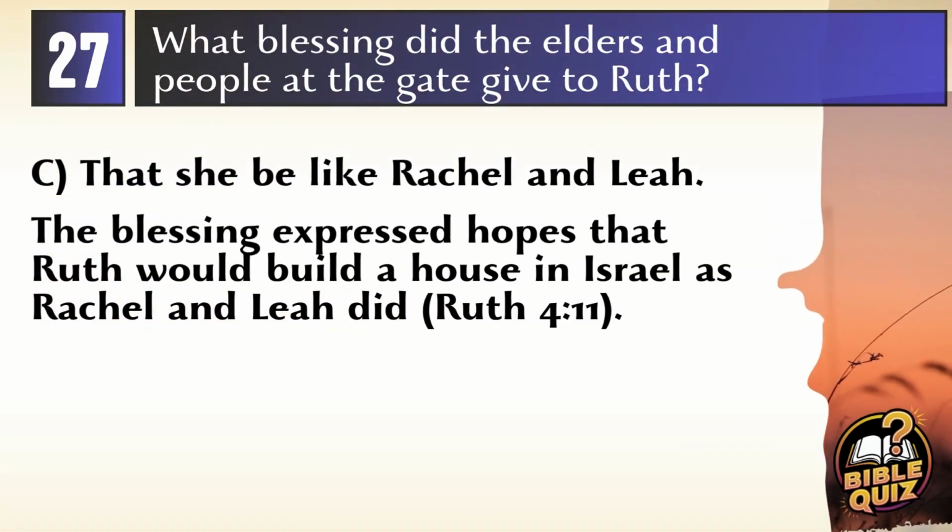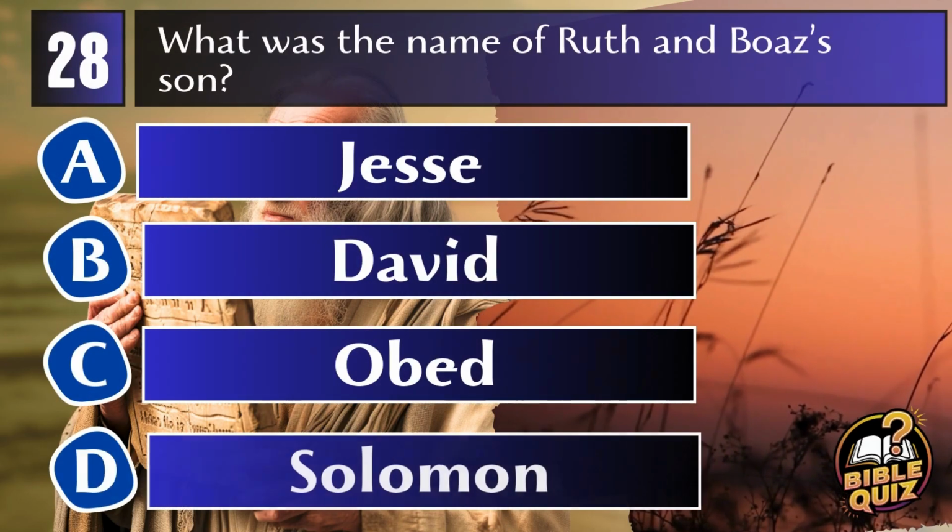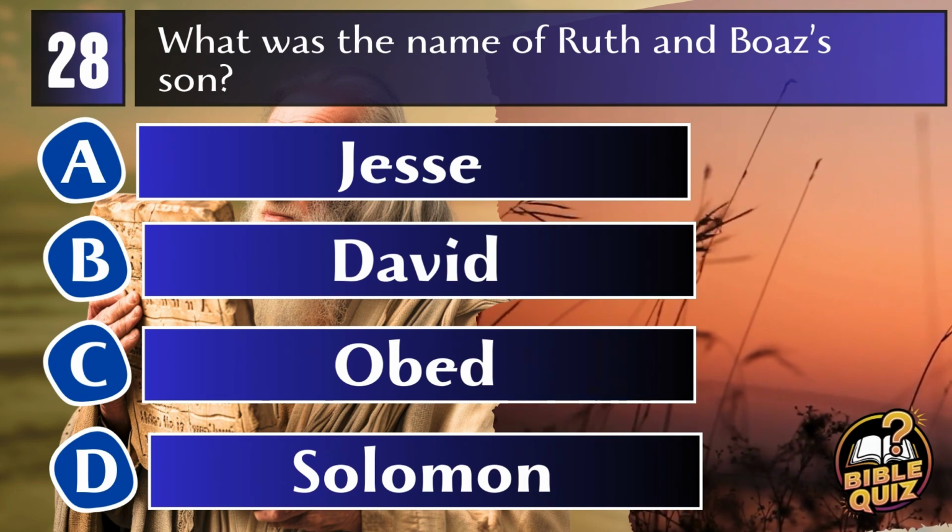Answer. C. That she be like Rachel and Leah. The elders and those at the gate blessed Ruth by expressing hopes that she would build a house in Israel like Rachel and Leah did, contributing significantly to the lineage of Israel. Ruth 4:11. Question 28. What was the name of Ruth and Boaz's son?